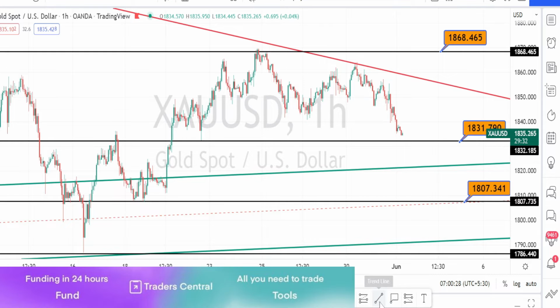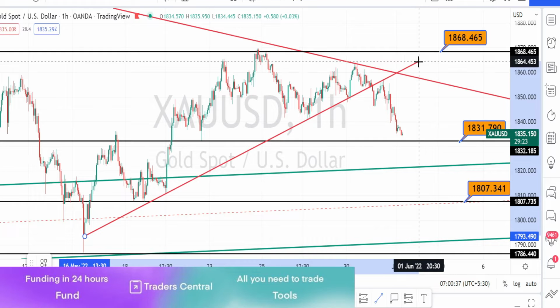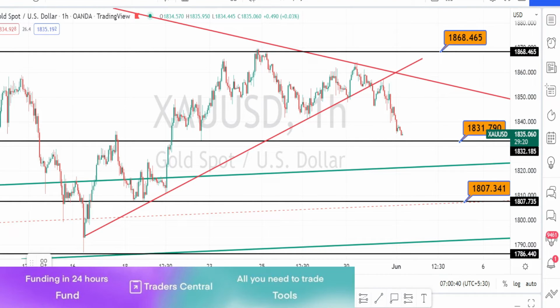I am in hourly time frame. When we analyze the price action in hourly time frame also, I am drawing a support line or a trend line. When we look at the price action from this support line, it has broken this support line and it is on a very strong bearish trend.